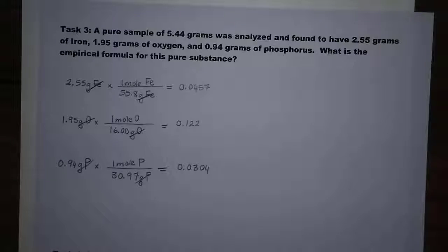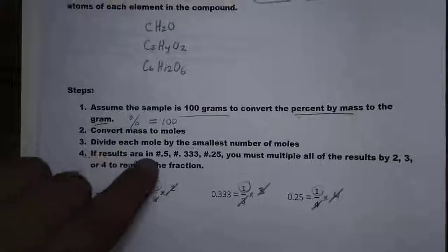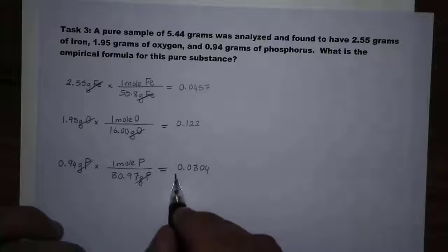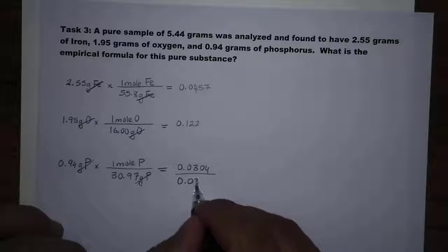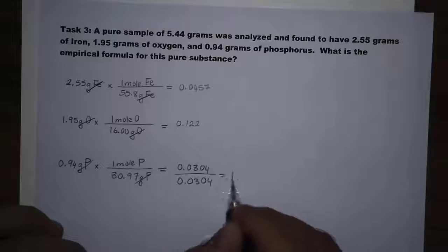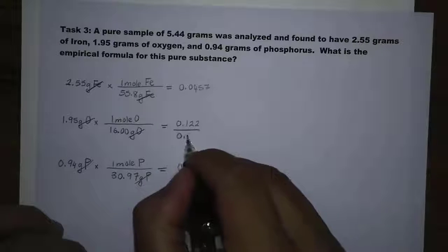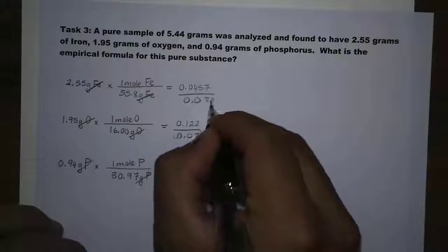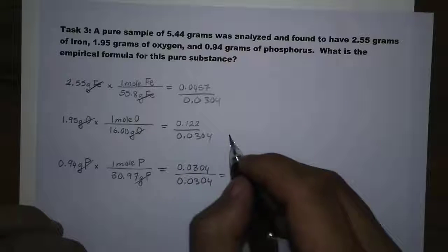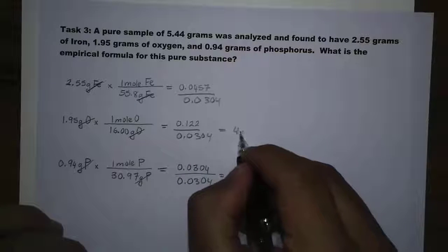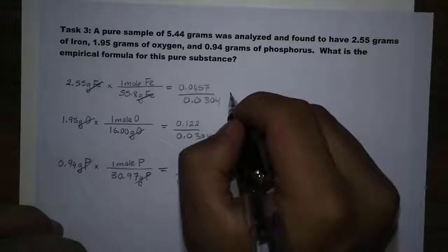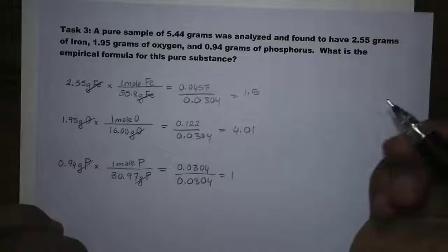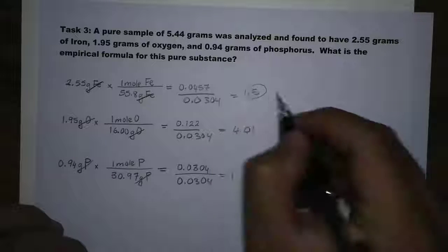And going back to step 3, we have to divide by the smallest number of moles, which is this one right here. So this divided by the smallest number, which is itself, will give us 1. And this will be divided by the smallest number again. We have 0.4. And again, divided by the smallest number. For this one, it turned out to give us 4.01. And for this one, it turned out to give us 1.50. Notice how we had the 0.5 right there.